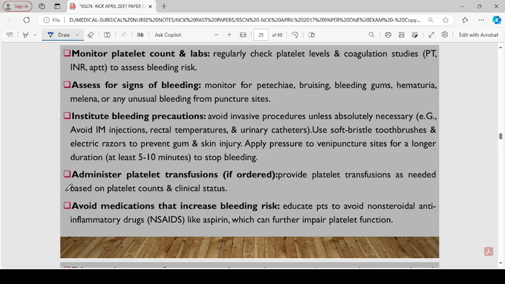You have to provide platelet transfusion as ordered based on platelet count and clinical status. Avoid medications that increase bleeding risk. So you need to educate patients to avoid NSAIDs like aspirin, which can further impair platelet function.